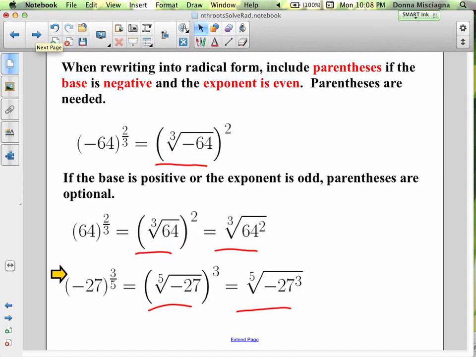Here we have negative 27 to the 3/5 power. That's the same as the 5th root of negative 27 cubed, with or without the parentheses, right? Because it's an odd index, it's going to be negative no matter what. If it's a positive number, it's going to be positive no matter what. Right? We need the parentheses when we have a negative and it's being raised to an even power, because we have to make sure that we raise the negative to that power as well.